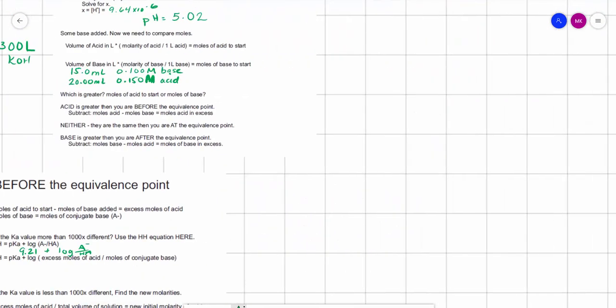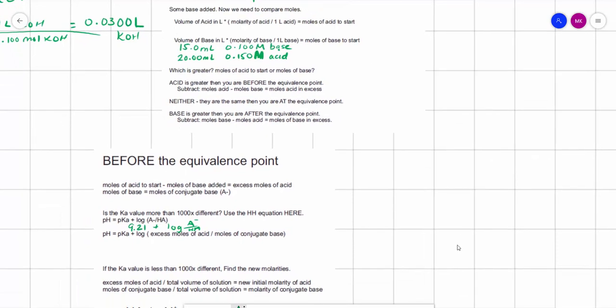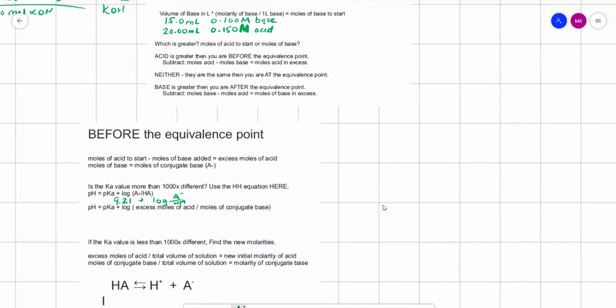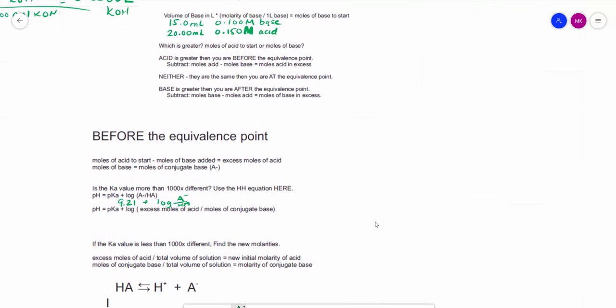Now I can do this. I know I'm defined as being before the equivalence point, so I'm just going to use this stuff here. I need to find out how many moles of acid I had to start with. To find that, I take my volume of acid, 0.02000 liters, times my molarity, and I get 0.00300. That's moles of acid to begin with.